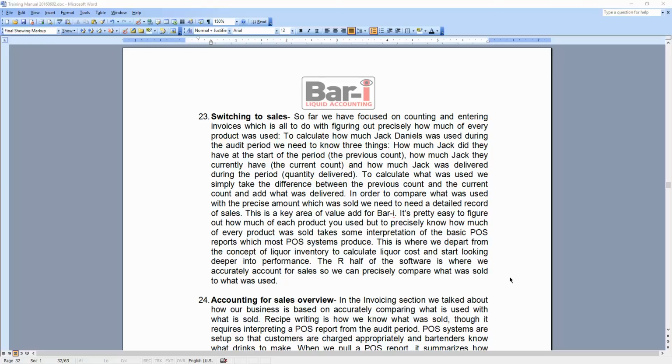Chapter 23, switching to sales. So far we've focused on counting and entering invoices, and those are the core basic skills. And all of those things are to do with calculating how much of every product was used.